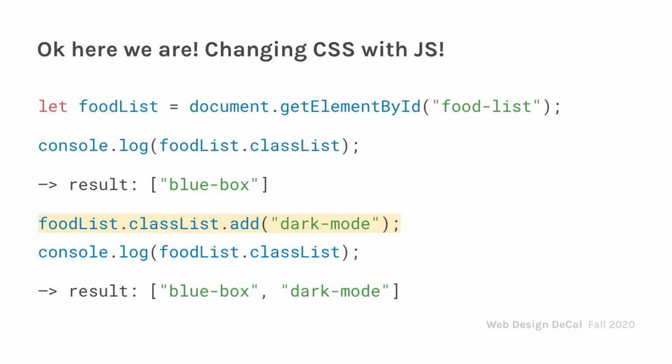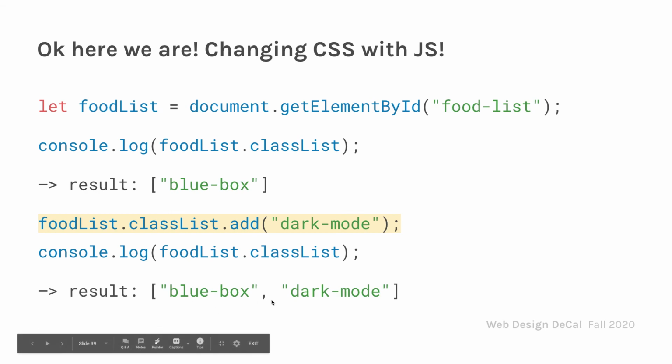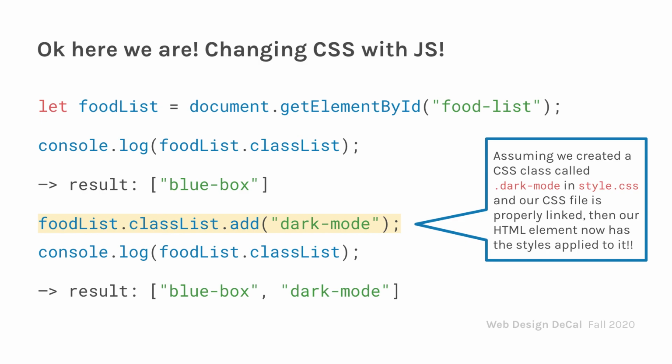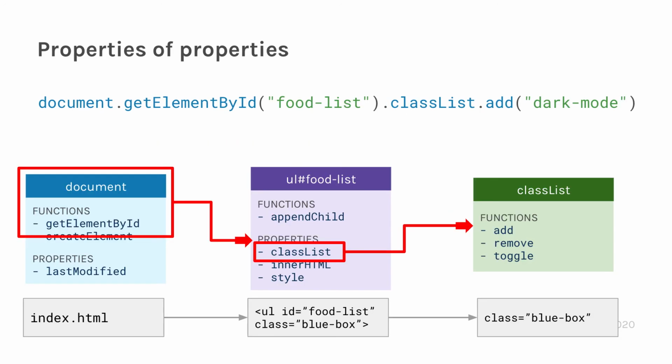Wow, that's really interesting. We added a new class name. Blue-box exists there because it's already preset in our HTML, but within JavaScript, we dynamically added a dark-mode class name to it. That's pretty cool, and I'll show you a demo of what that really looks like in code. Assuming we created a CSS selector called .dark-mode in our CSS file, and it's properly linked in our HTML, then since foodList has another class name, it's going to apply dark-mode styles to foodList, and I'll show you what that means in a couple slides.